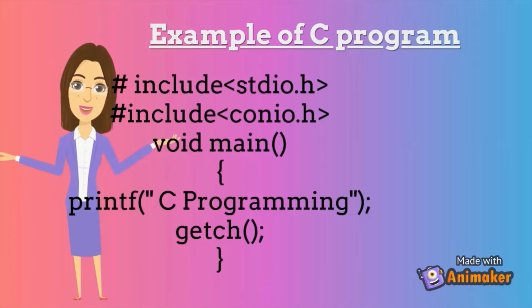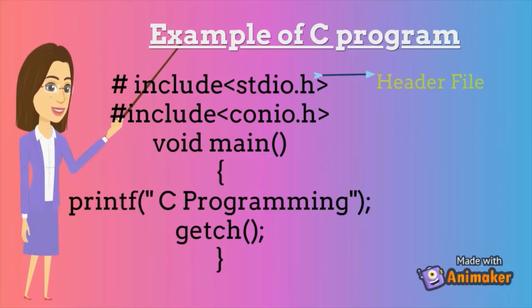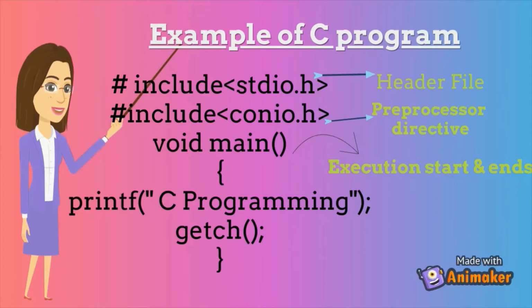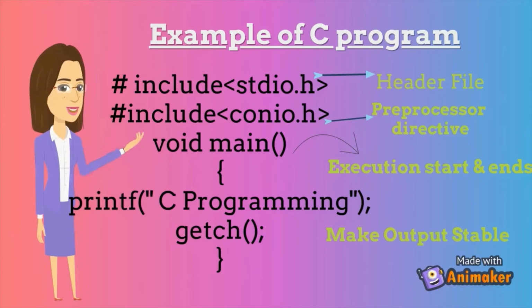First we have header file, that is stdio.h. Next we have another preprocessor directive, that is conio.h, which stands for console input output. Next we have main function. Here every program execution starts from main function and ends at main function. getch, which stands for get character. So C getch function makes output stable until you press key on the keyboard.